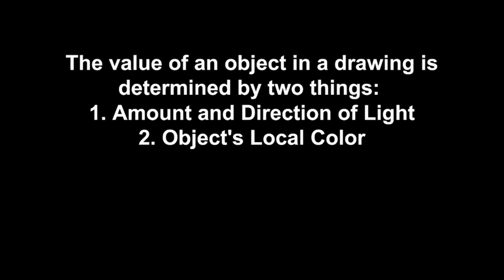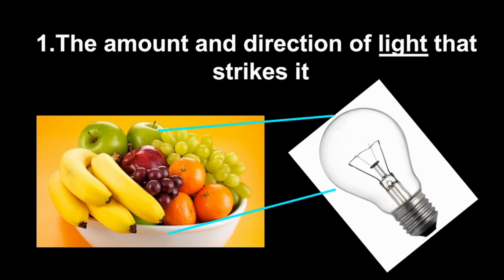So dealing with value, the value of an object is going to be determined by two different things. One's going to be the amount and direction of light, and the other one's going to be the object's local color. So let's look into those things. So we have a still life, and we have our light source. You can see I photoshopped this together pretty quickly. But we have our light source, and there's light striking our still life in that direction, and the intensity of our light is going to affect our value. That's pretty obvious.